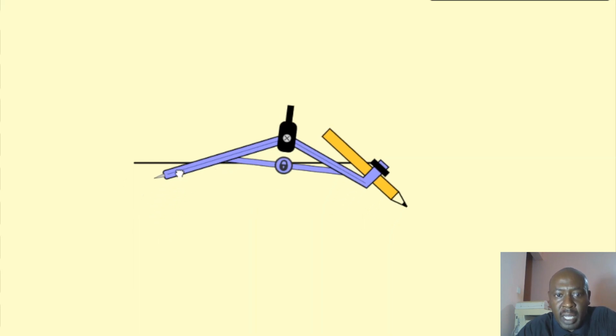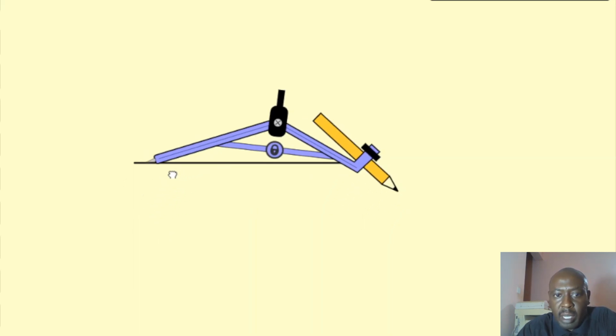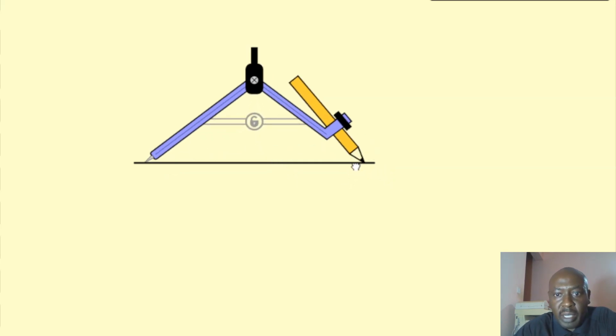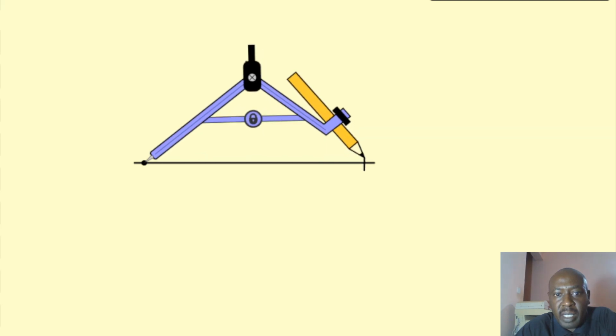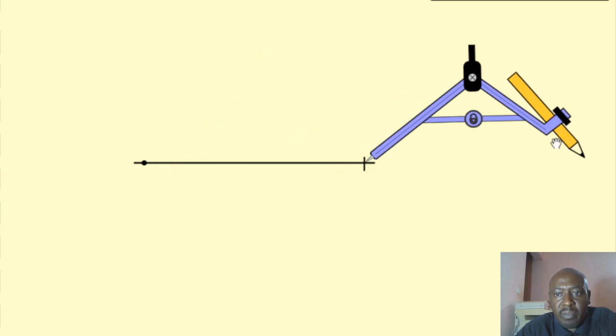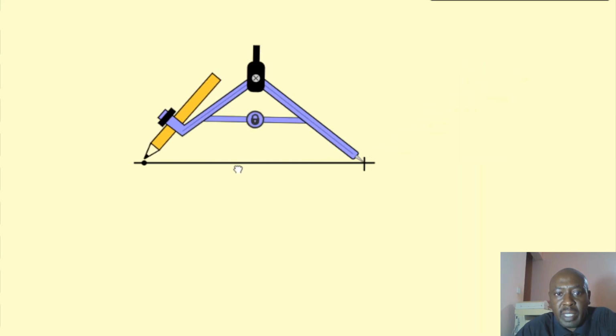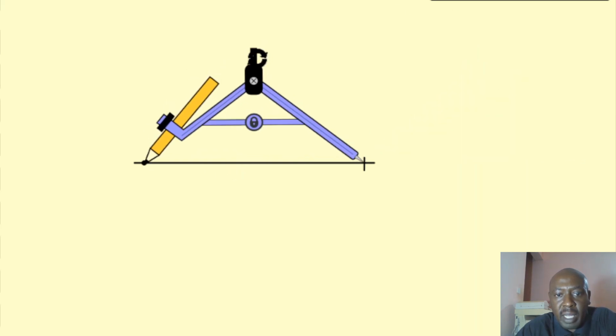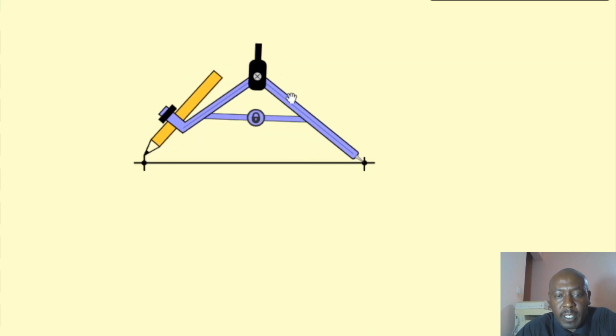We take a pair of compass and adjust it so that we get the accurate distance between the two centers. There we are. We mark the first center, and remember to close your pair of compass so that you don't lose the fixed size. We turn it, then we mark the other center. Now we have the line that is joining the two centers.